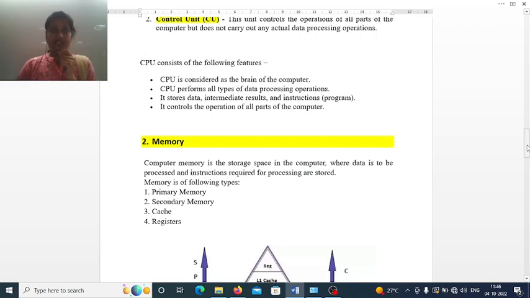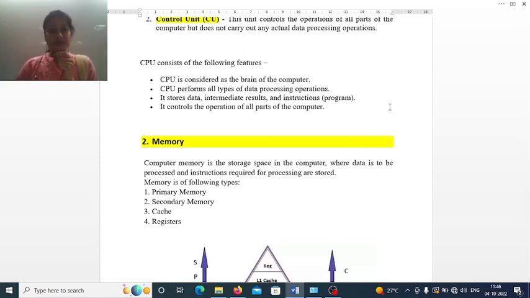Some features of the CPU are listed below. First, CPU is considered as the brain of the computer. And why is it considered as the brain of the computer? Because most of the operations are carried out by the processor only. And the main operation is the data processing. So that's why the CPU is considered as the brain of the computer.